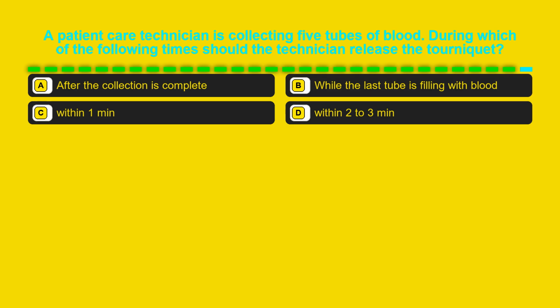Question 19. A patient care technician is collecting 5 tubes of blood. During which of the following times should the technician release the tourniquet? Option A. After the collection is complete. Option B. While the last tube is filling with blood. Option C. Within 1 minute. Option D. Within 2 to 3 minutes.